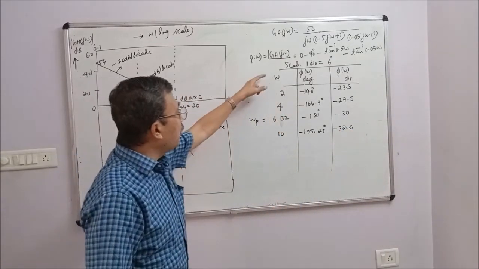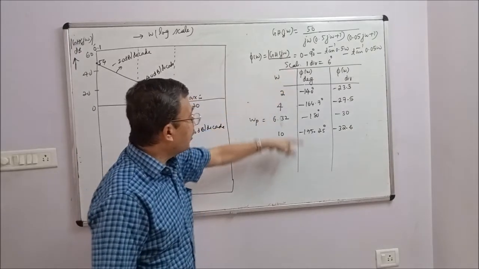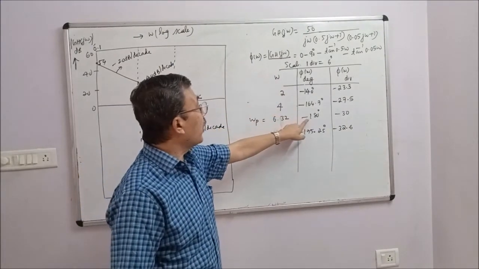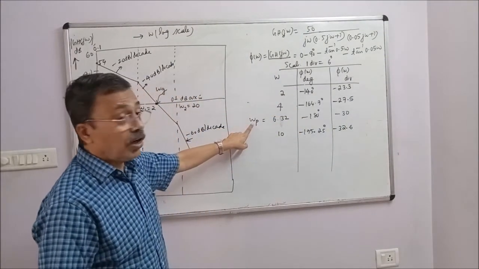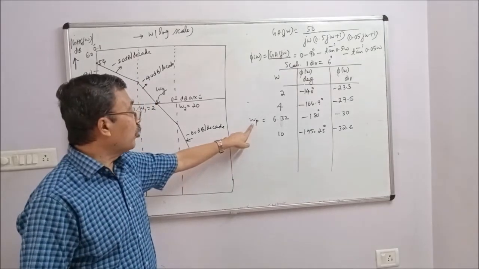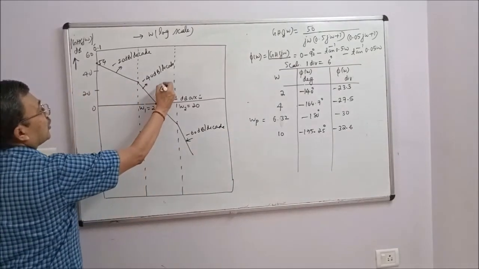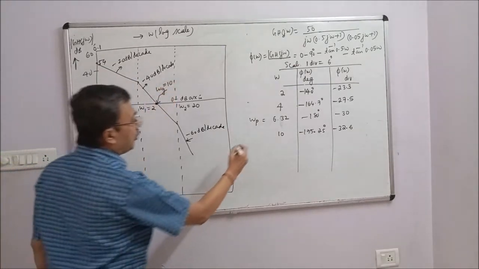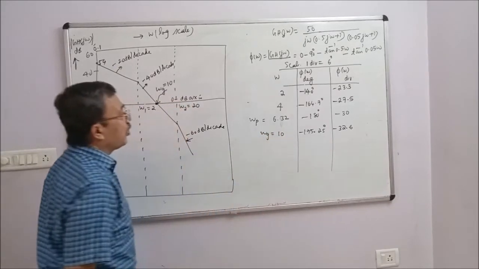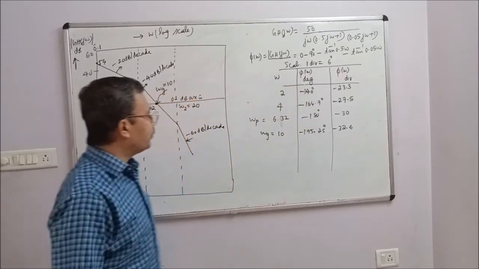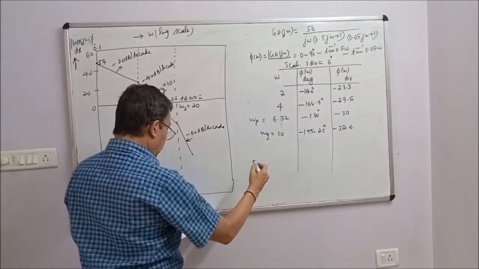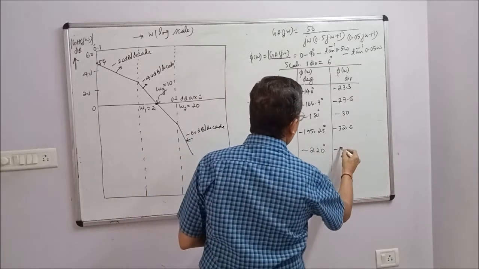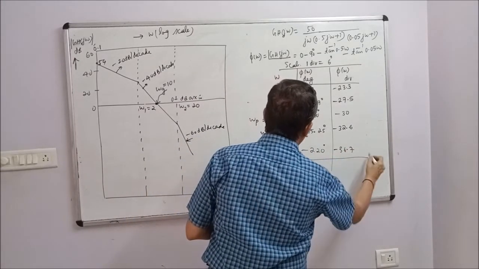You have to keep giving values to omega so that phi of omega exceeds minus 180 degrees. The value of omega when phi of omega is minus 180 degrees is called the phase crossover frequency and is denoted by omega p. When we do this on the semilog sheet, we will find that omega g is 10. I advise you to calculate at omega g equal to 10 also what is phi of omega. Then I give 20. So this angle is minus 220 degrees, which is minus 36.7. So this table is ready.